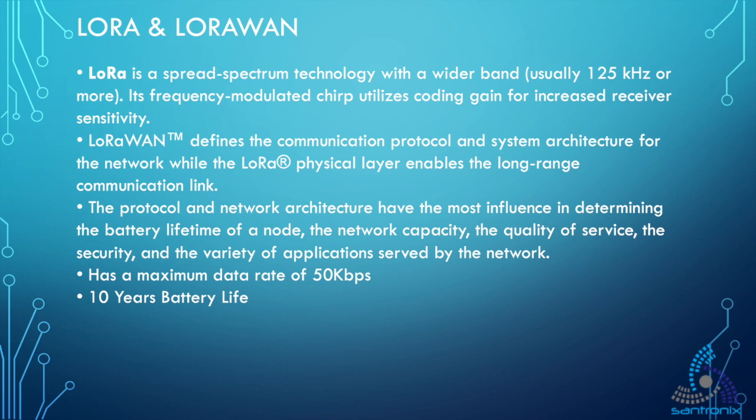link. You can see that the advantages that LoRa offers are basically the battery lifetime of a node, the network capacity, the quality of service, security, and it can be used in a variety of applications. But it has a maximum data rate of 50 kbps. So although LoRa has a long range, which goes up to kilometers, the data rates are still lower, 50 kbps. But it can be used in IoT applications where data rates are not going beyond 50 kbps.